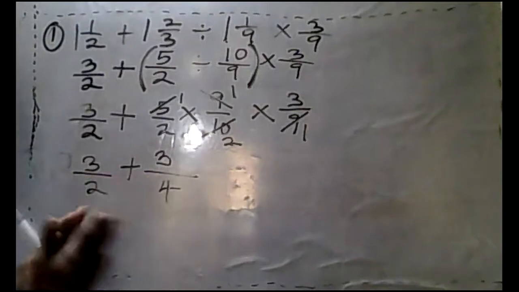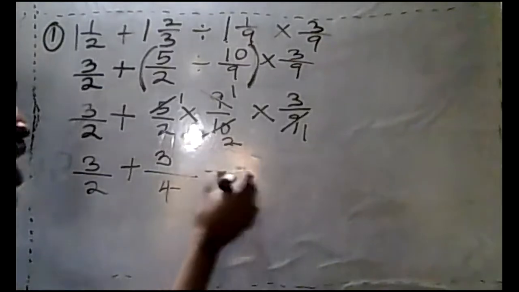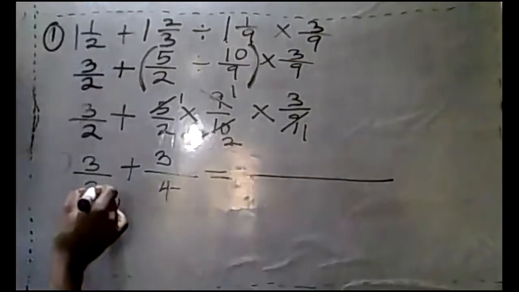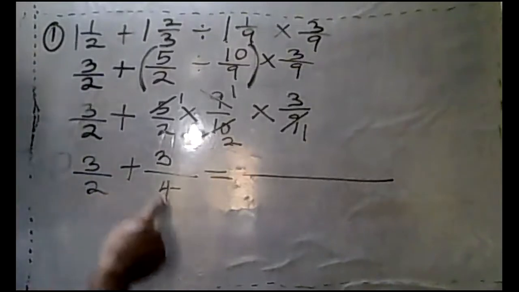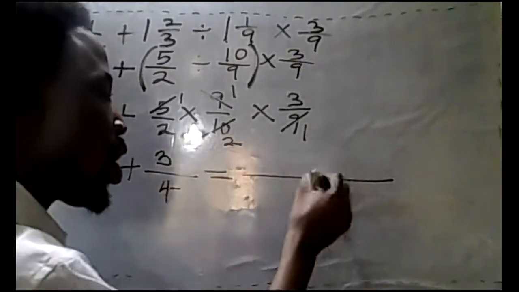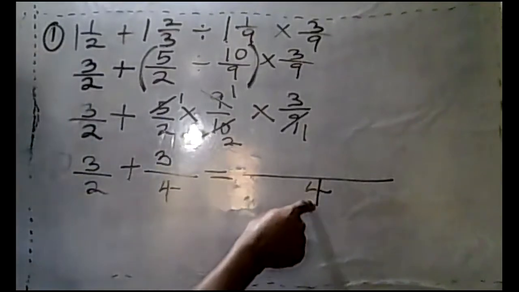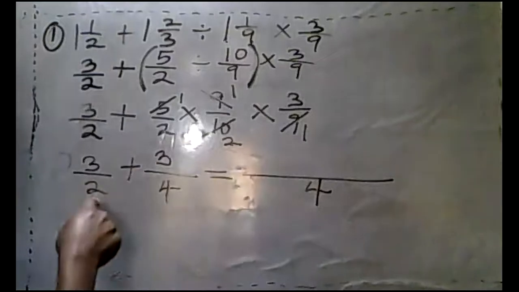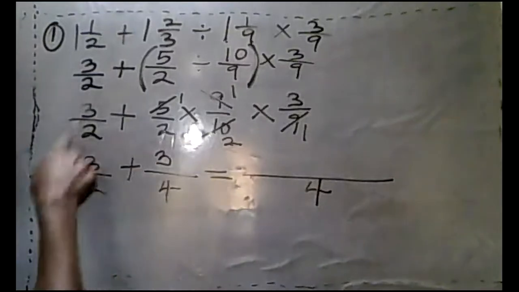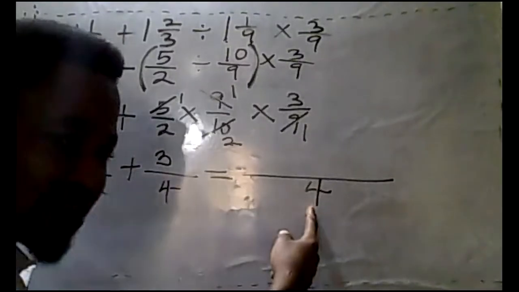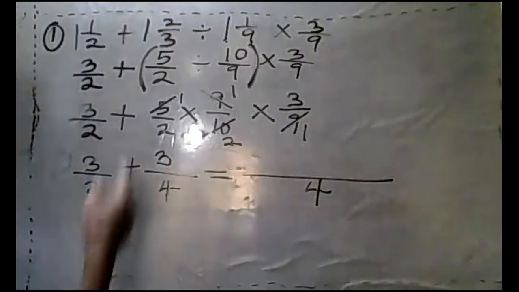Now the next thing, you can now do the addition. How? Find the LCM of the denominators 2 and 4. The LCM of the denominators 2 and 4 is 4. All right? Then you're going to do LCM divided by denominator, answer times numerator.